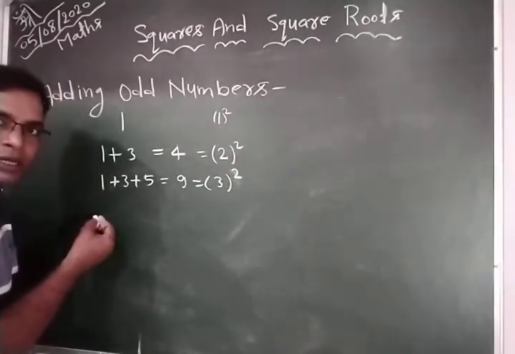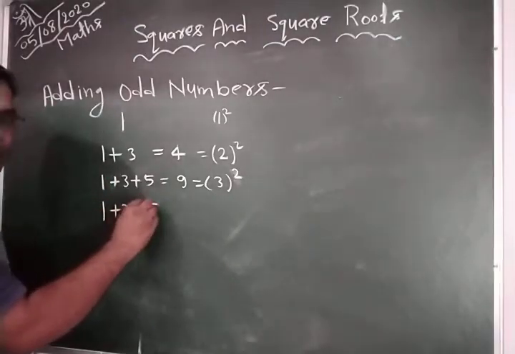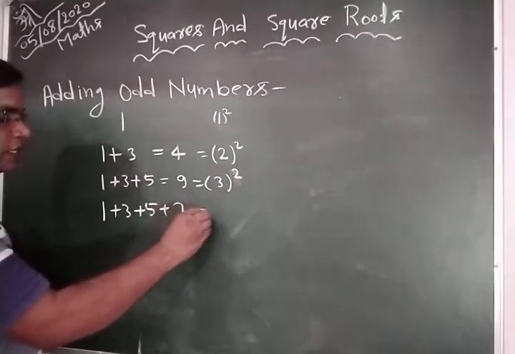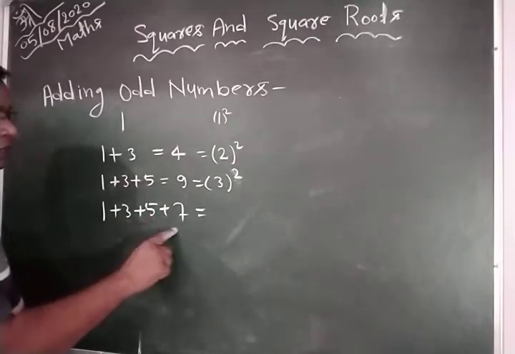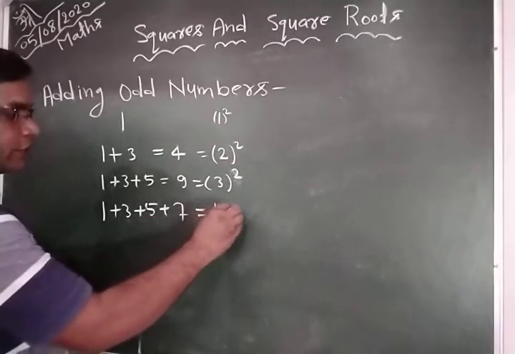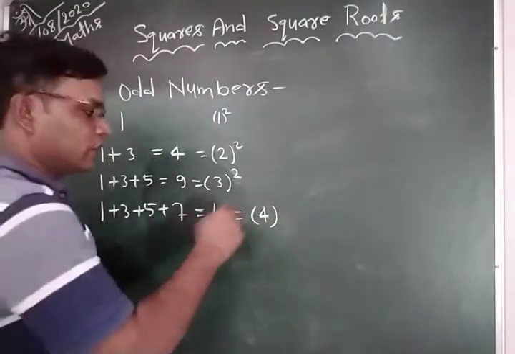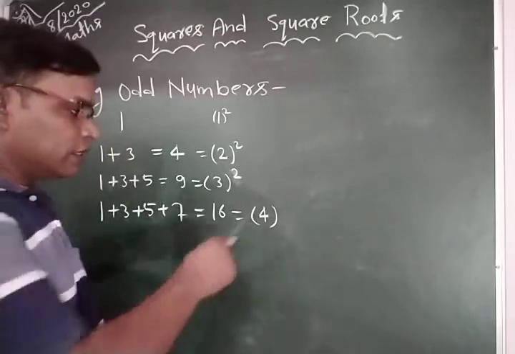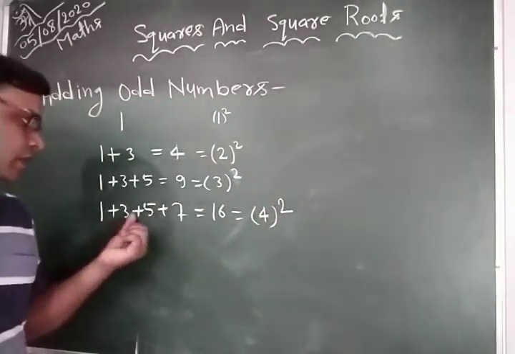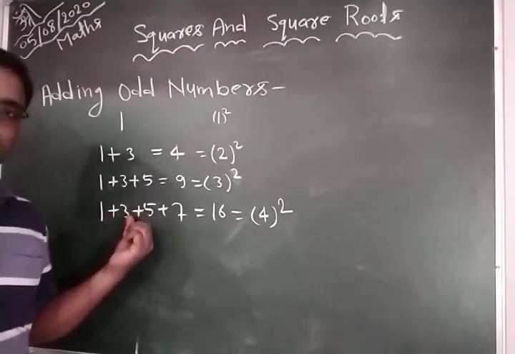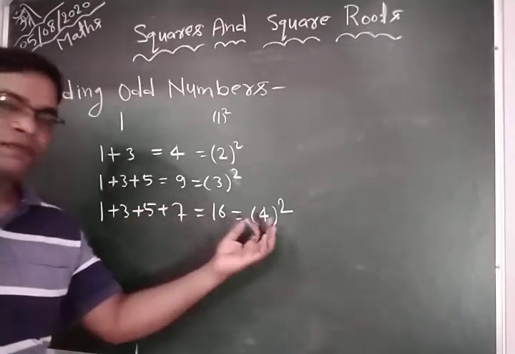Let's see the sum of the first four odd numbers. 1 plus 3 plus 5 plus 7. Okay, 4 plus 5 is 9, plus 7 is 16. What is 16? 16 is a square number, a perfect square. This is the square of 4. So this is the sum of the first four odd numbers, and it is equal to the square of 4.